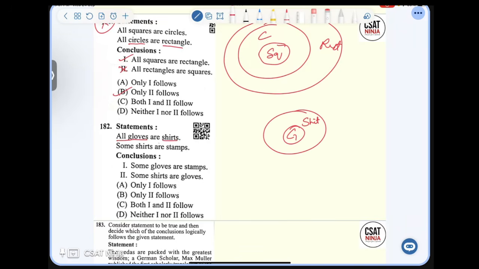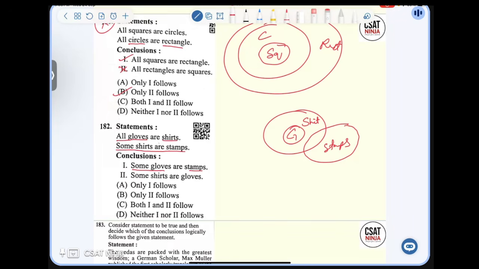The next one is: some shirts are stems. Some shirts, that means there's a sharing between shirts and stems. Some shirts are stems. What's the conclusion here? Some clothes are stems.